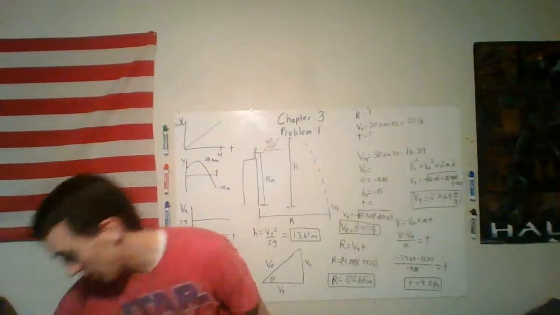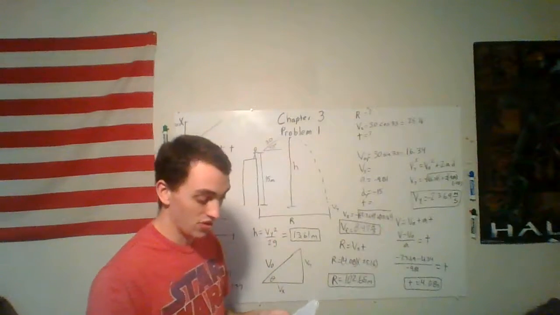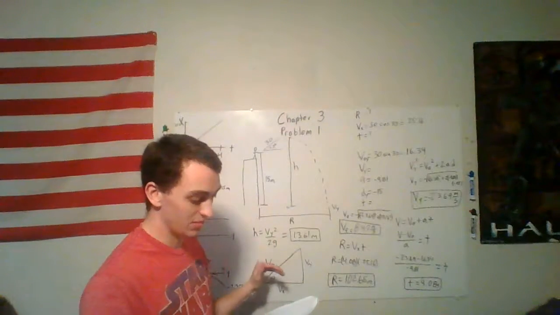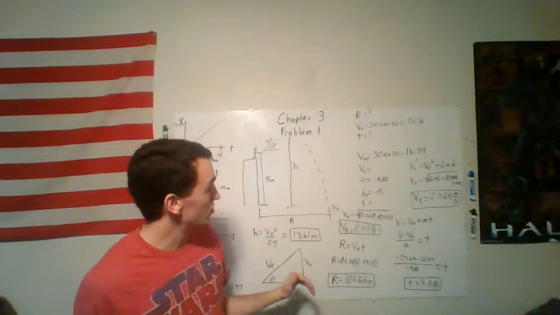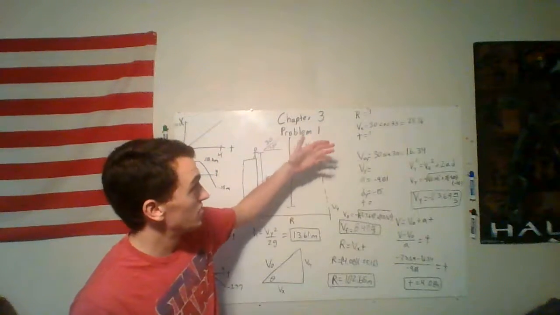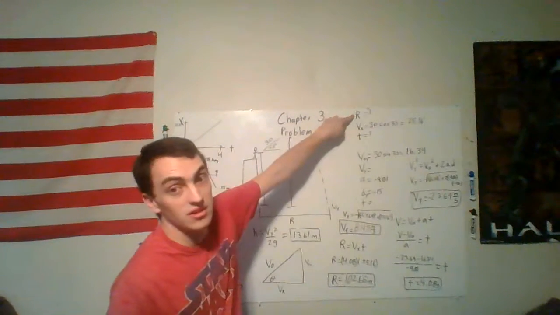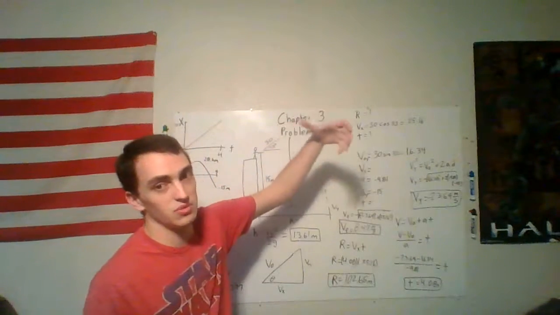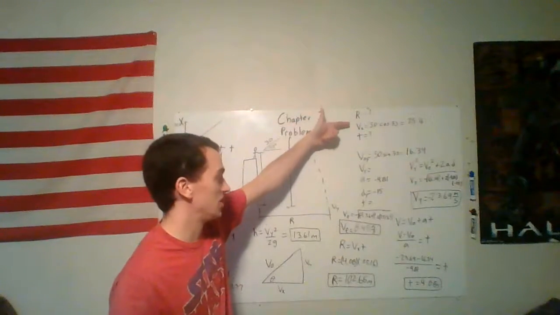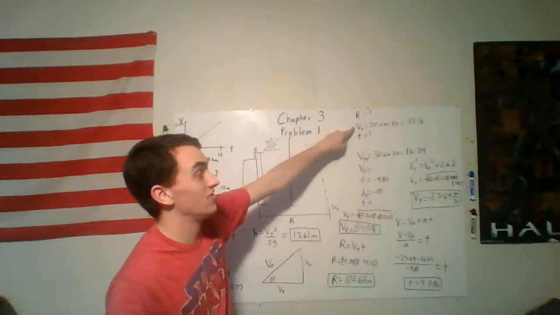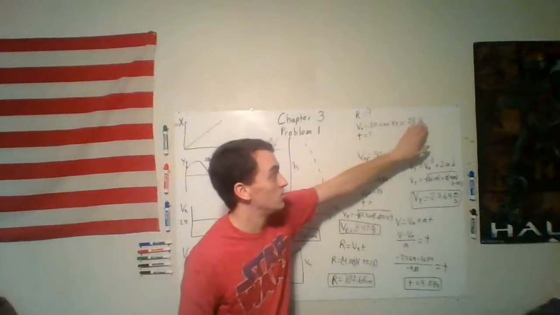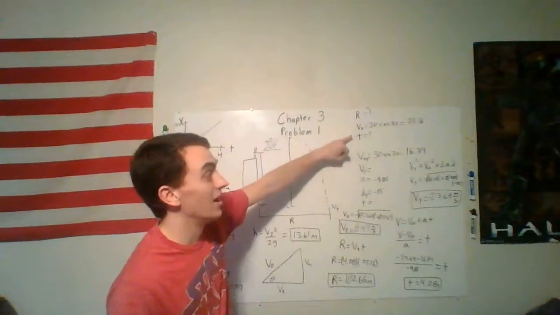So now for C, we need to find the horizontal range from the base of the building to the point where the rock strikes. So this is also pretty simple. We can use distance equals velocity times time, or our range equals our velocity times time. We have the Vx component, which we figured out earlier is 25.16. We need to find how long it takes.